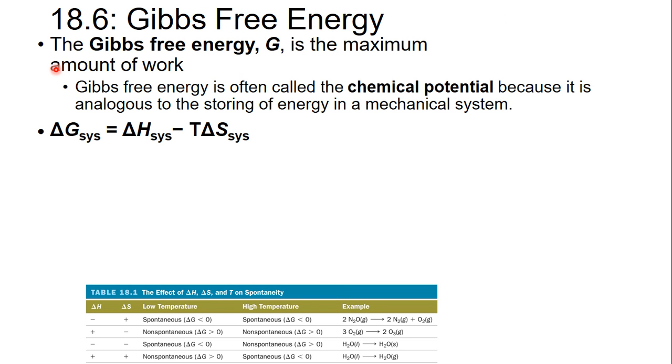Now, when we talk about spontaneous processes, we don't really talk about entropy of the universe because we couldn't possibly look at the entire universe. Rather, scientists will talk about Gibbs free energy, or delta G, or just G. And G is the maximum amount of work that a system can do, or it's just called the chemical potential because it's basically like how much energy is in this system.